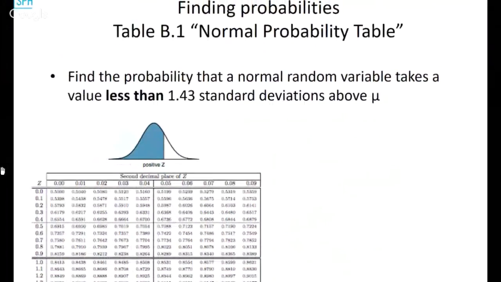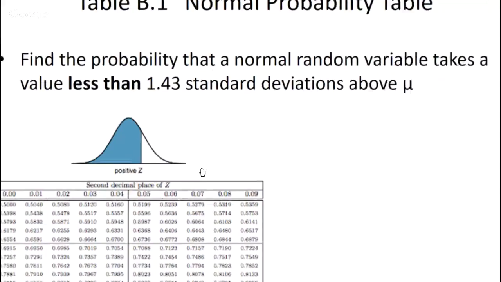So here's a little exercise. Find the probability that a normal random variable takes a value of less than 1.43 standard deviations above the mean. So quickly, do you expect this to be more or less than 0.5? More. Yeah, it's going to be more than 0.5 because it's above the mean and a left tail distribution. It's going to look something like this.